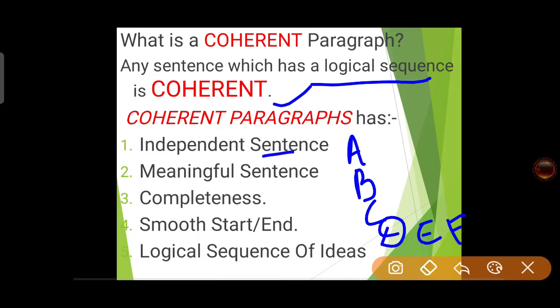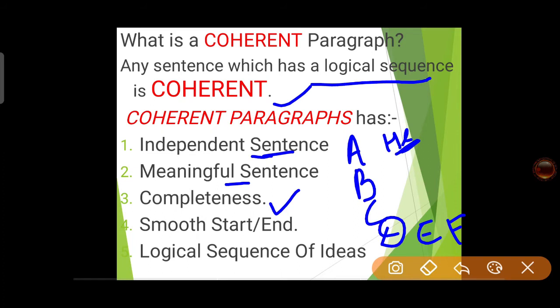The first sentence of that paragraph should be independent, meaning it should be meaningful but independent, and it also has complete meaning. If you are starting with a sentence which starts with "he", then it is not an independent sentence. What does it mean? Independent means not dependent upon any other sentence. A sentence starting with "he" is dependent upon another sentence.